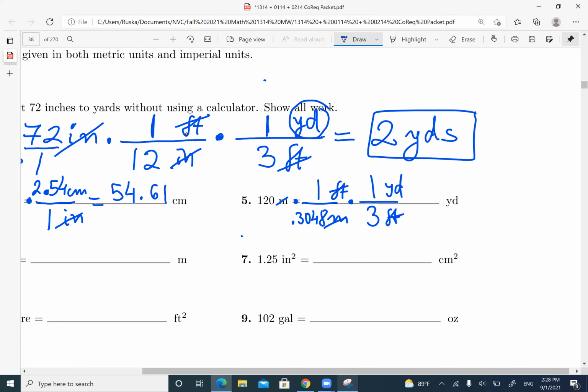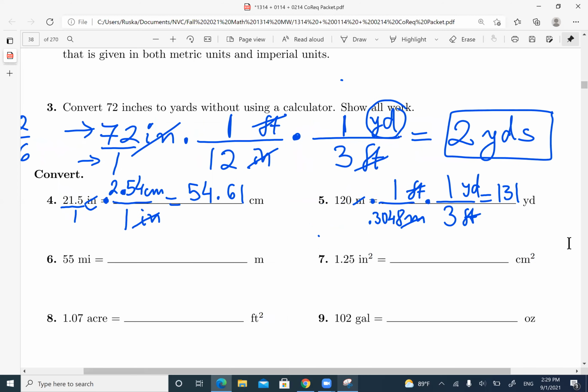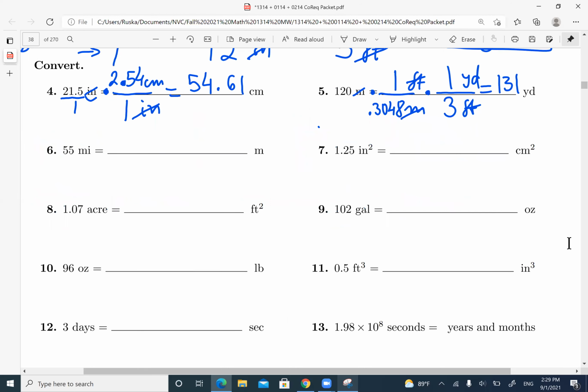So it's going to be 131.23. I'm just going to put 131 yards. I'm going to round to the whole number. Okay? Everybody understand that? So when you do the unit conversions like that, you have to look at the formulas, the conversion tables, and you have to see where you're going to go through to get to the unit you need to. Okay?